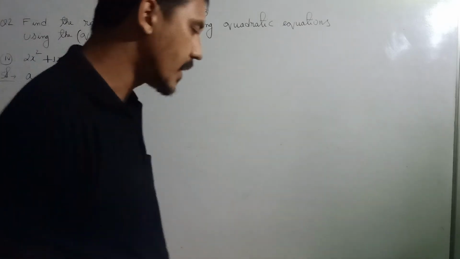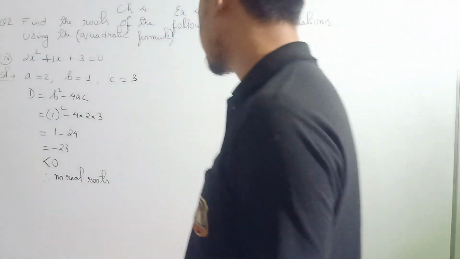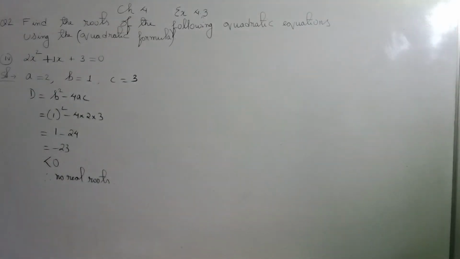We call it complex roots, which you are going to study in your class 11 science. If you take up science, then in your mathematics, we have a course on complex numbers. Then you will study how to determine the complex roots of a quadratic equation. So with this Roman 4, question number 2 is complete.